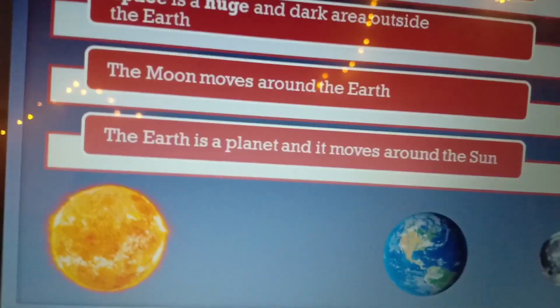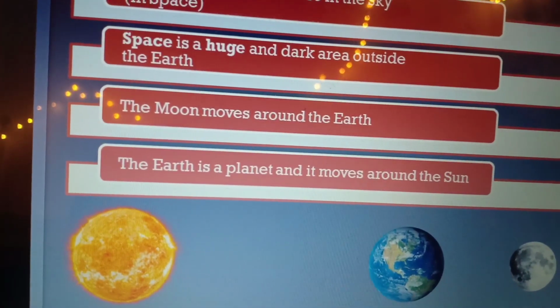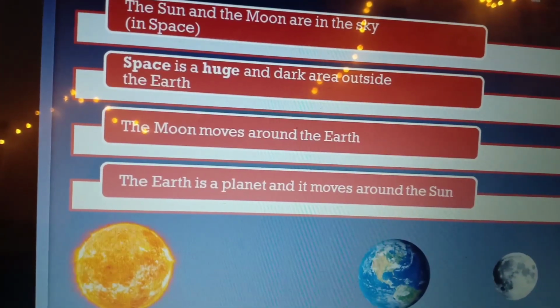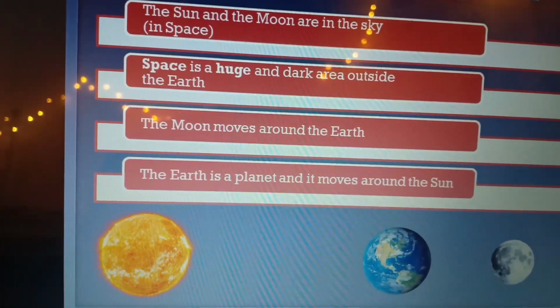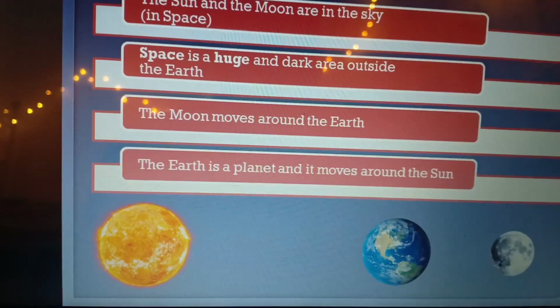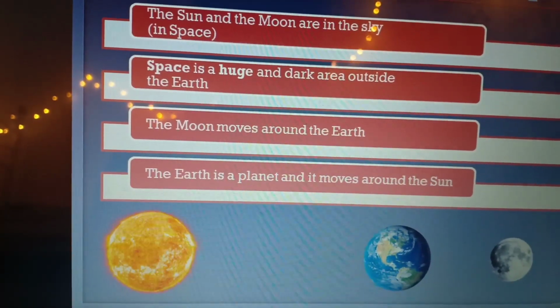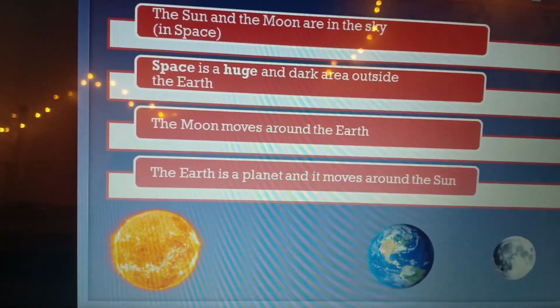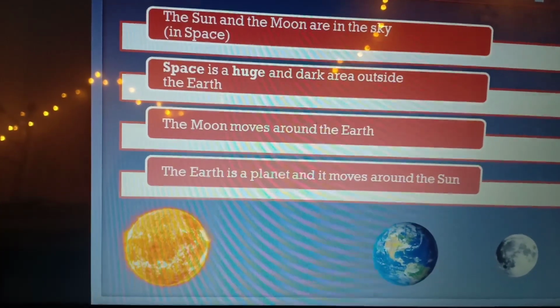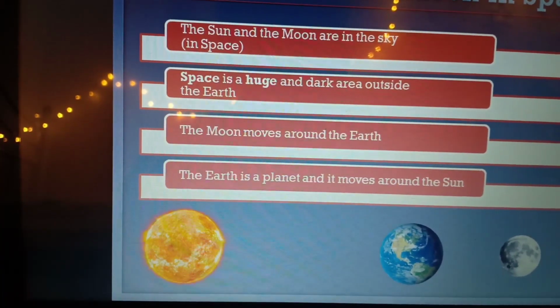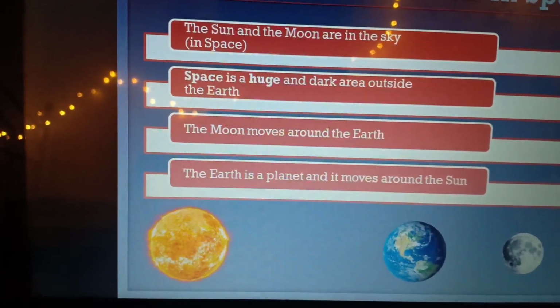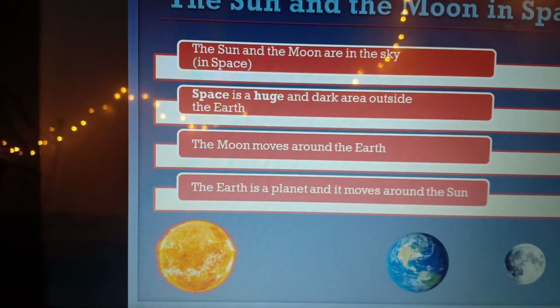And did you know that the earth is a planet and it moves around the sun? So the earth doesn't stay, but the earth moves around the sun. So that's why all of the places on the earth can gather enough sunlight.